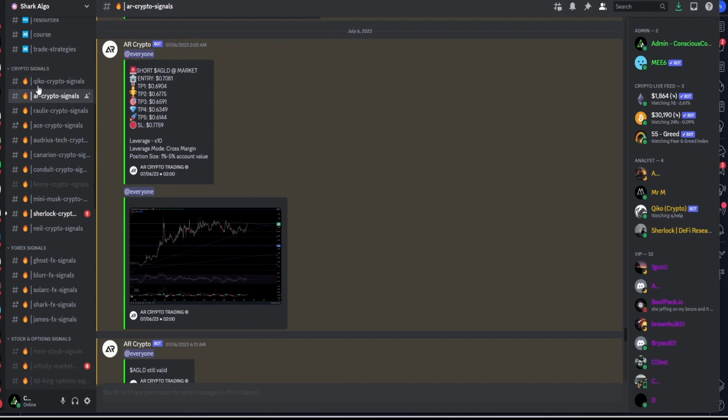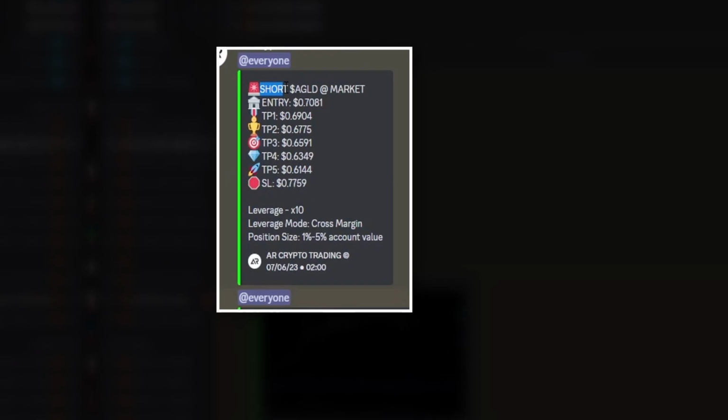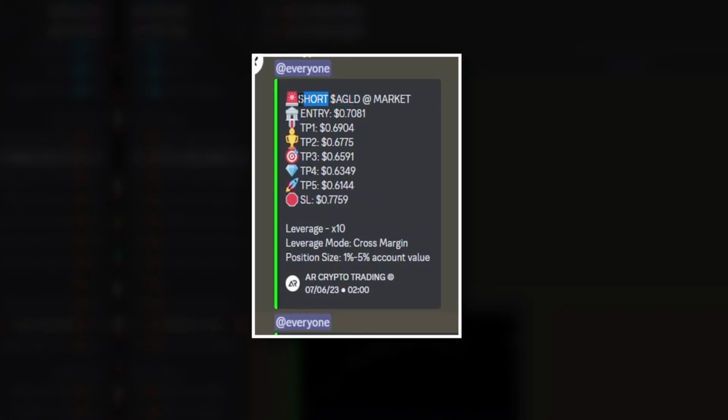So let's look at this specific signal over here. This analyst sent out the signal to short AGLD, meaning he wanted to sell AGLD at the market. So that's the type of order, the market order. The entry was the specific price. These were the profit targets. So we have 5 different profit targets and we have a stop loss.